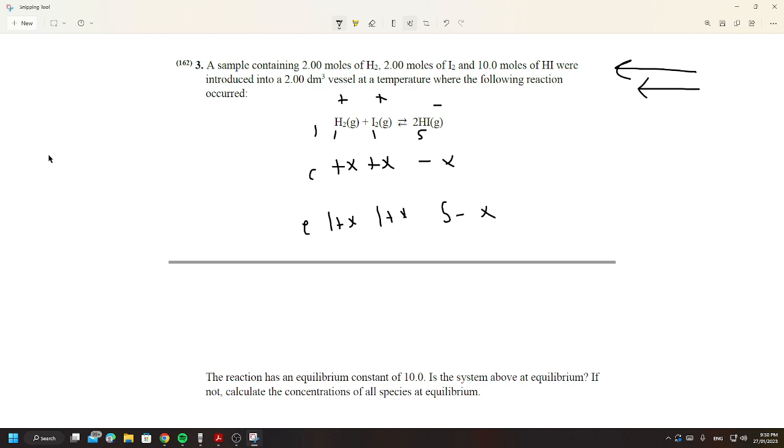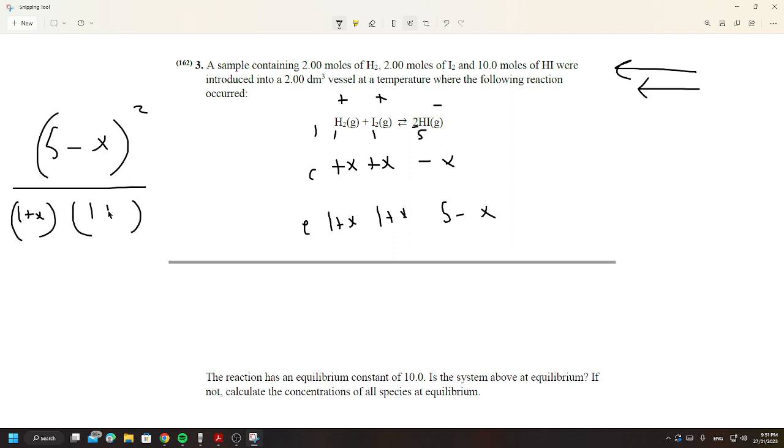Now we can write down the equilibrium expression. So, products over reactants. So 5 minus x, all squared, obviously, since we have the coefficient of 2, over 1 plus x times 1 plus x. 1 plus x times 1 plus x, we can just say 1 plus x squared. So 1 plus x squared.